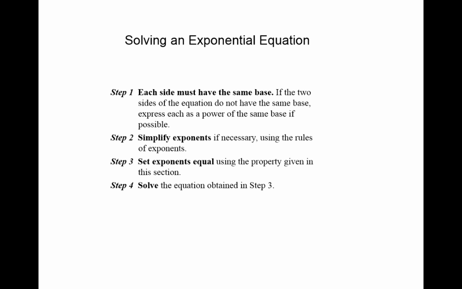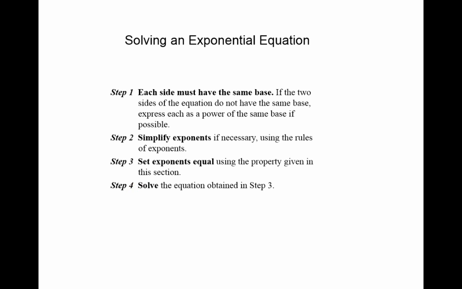Step number 1, each side must have the same base. If the two sides of the equation do not have the same base, express each as a power of the same base if it's possible. Step number 2, simplify exponents if necessary using the rules of exponents. And step number 3, set exponents equal using the property given, and then solve the equation. Let's take a look at an example to see what all that means.